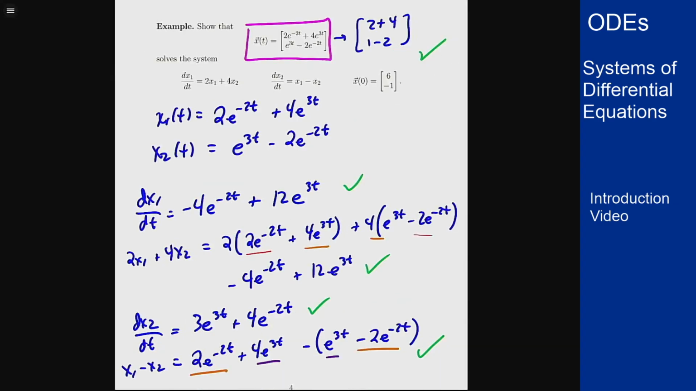So that's the idea of a system of ODEs and what a solution might look like, and how we can verify that a given vector function solves the system by plugging in everything all at once. It must satisfy all the components at the same time in order to be a solution of that system of differential equations.